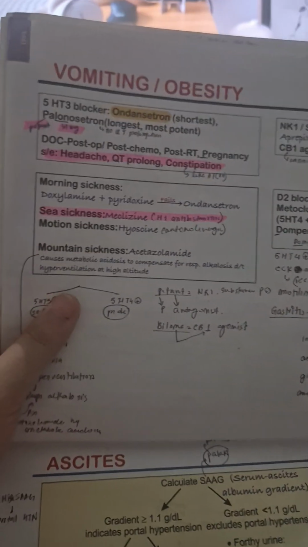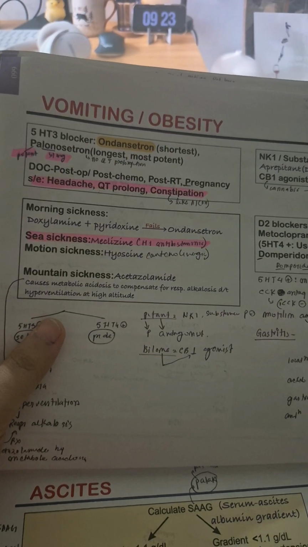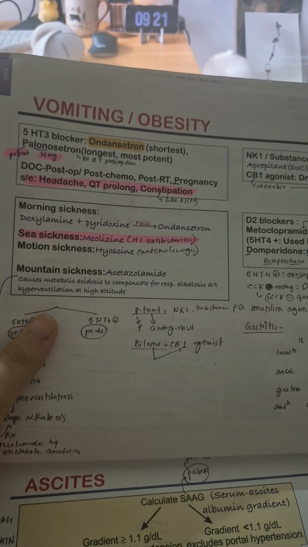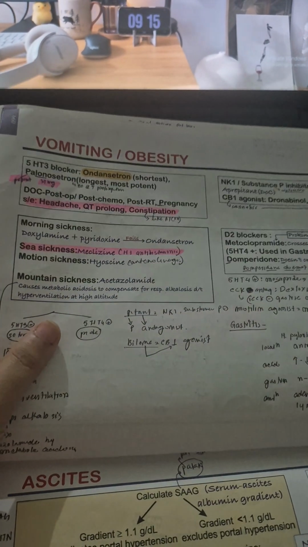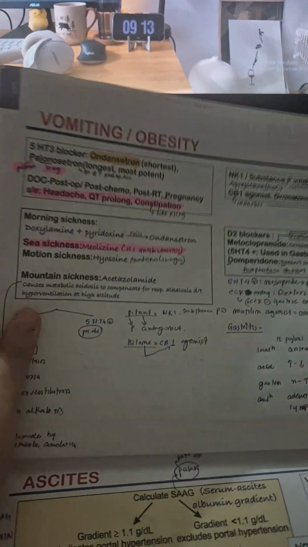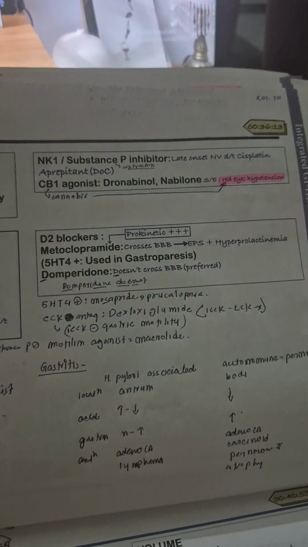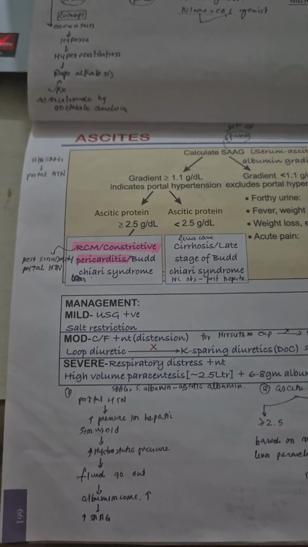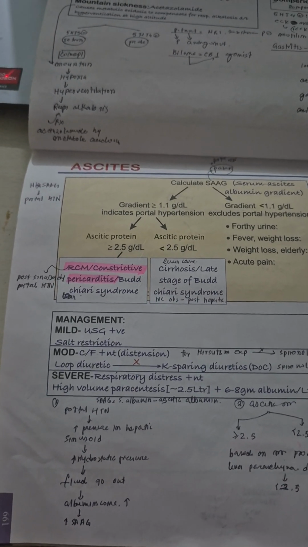Okay. Then vomiting. Drugs for seasickness are meclizine and palonosetron. Longest acting, most potent. Side effects of the setrons: headache, QT prolongation and constipation. And palonosetron is the only one that does not show QT prolongation. And cannabinoid, CB1 is essentially the cannabinoid receptor, so it causes side effects: red eye and hypertension.